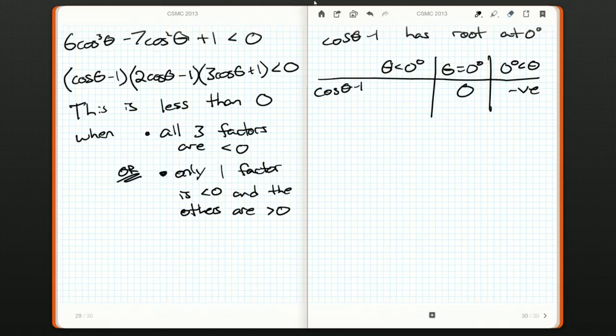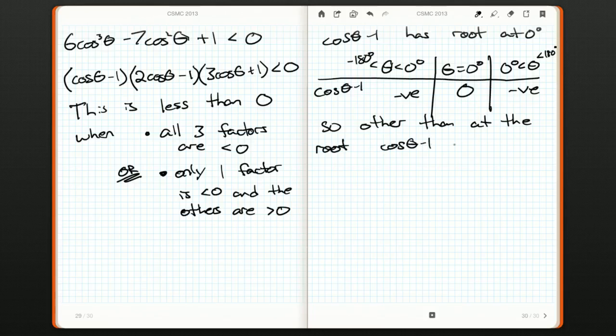Alright, I guess we could add in those guys. How about for cos of a negative angle? Let's try negative 20 minus 1. Well, that's also going to be negative. So it appears that other than at the root 0, this guy is always negative. Right, the little abbreviation for negative.